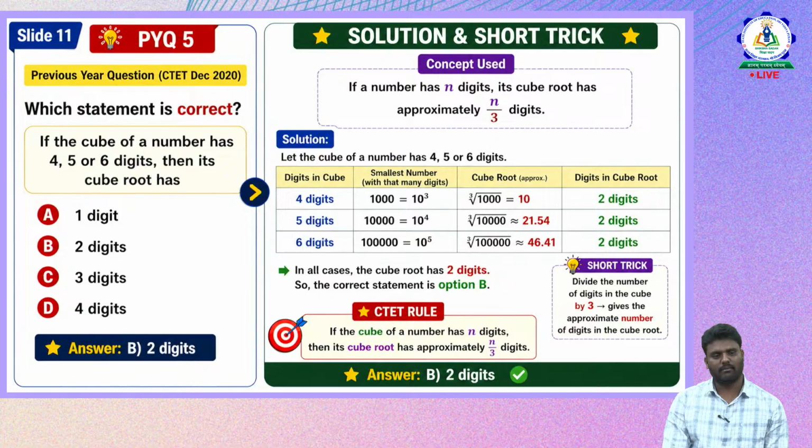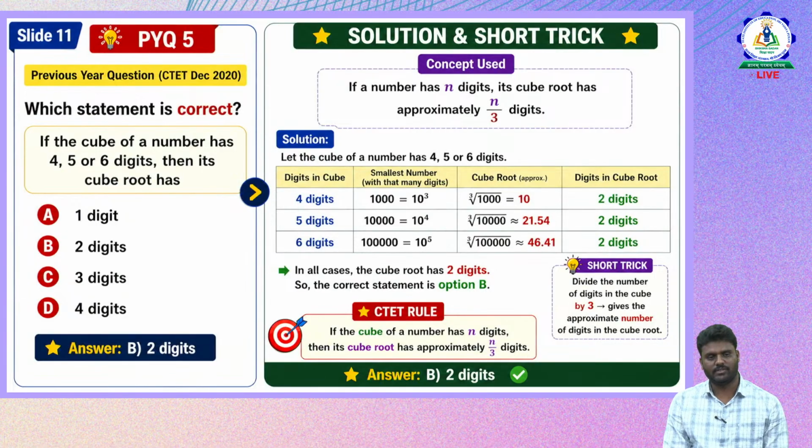If the cube of a number has 4, 5, or 6 digits, then its cube root has: option A, 1 digit; option B, 2 digits; option C, 3 digits; option D, 4 digits. So what they're trying to ask in this question is: if the cube of a number has 4 or 5 or 6 digits, then its cube root has how many digits?